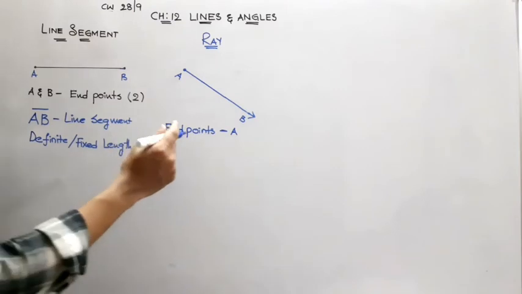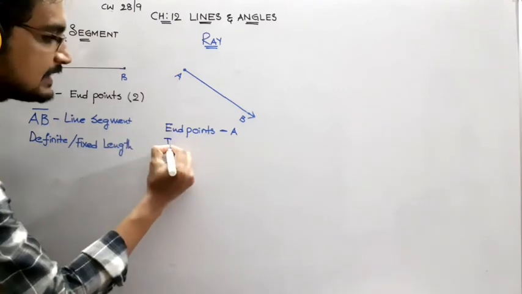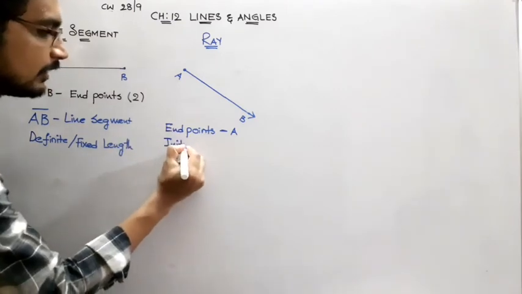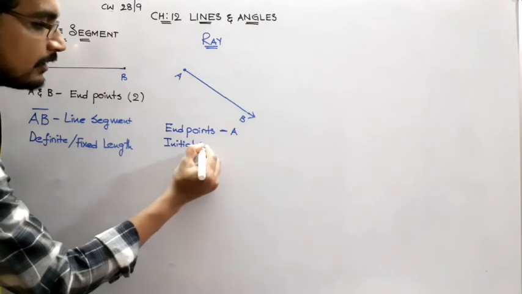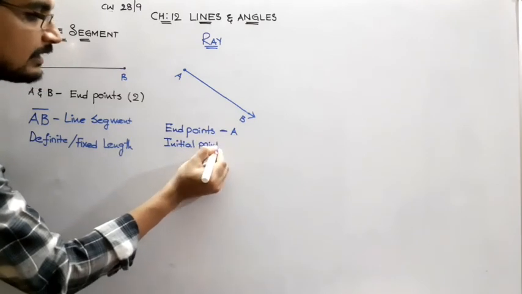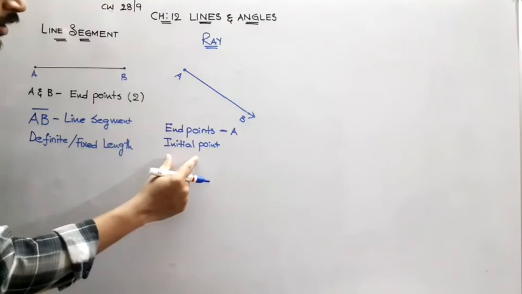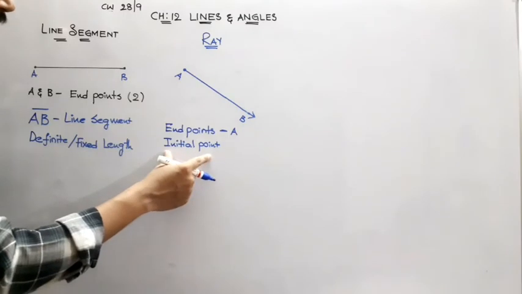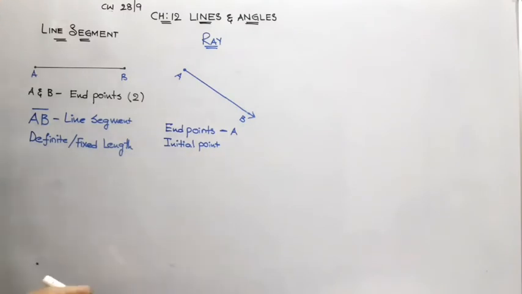And we call this endpoint the initial point also. Okay, initial point. That is where the ray exactly starts, we call it the initial point or starting point. Hope you are quiet, children.